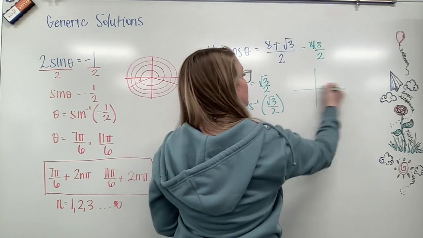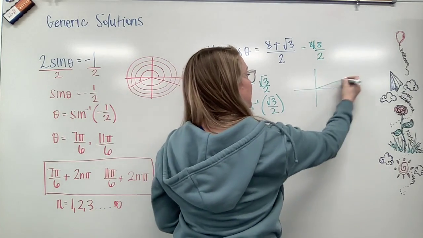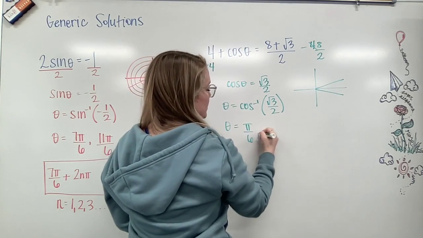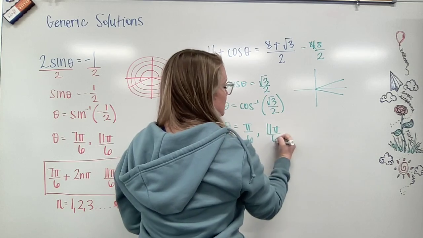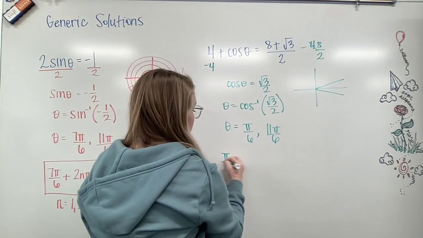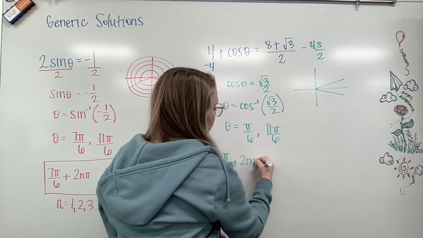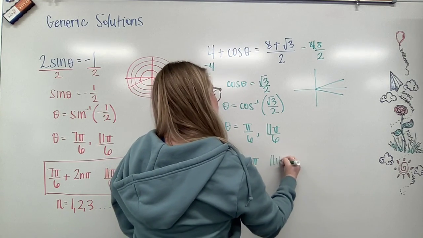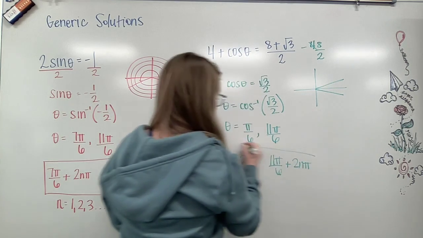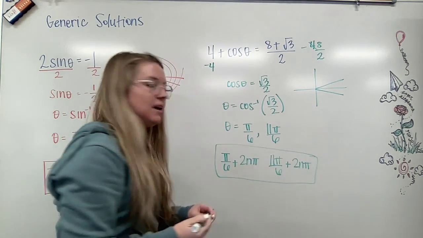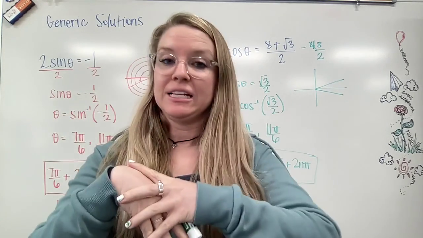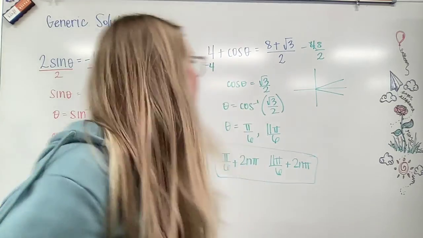And on our unit circle, positive cosine, that's going to happen here and here. So that's at pi over 6 and 11 pi over 6. And we're just going to rotate around that unit circle. So pi over 6 plus 2n pi and 11 pi over 6 plus 2n pi. All of my solutions, infinite solutions there. Now we're not restricted to 0 to 2 pi. These are all of our answers.